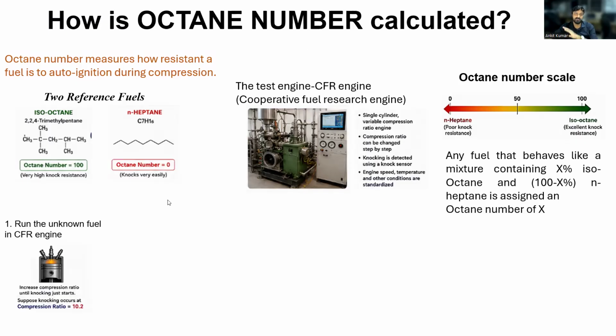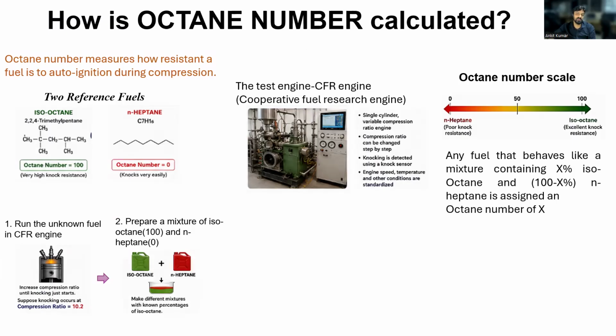Let's say you have an unknown fuel and you run that fuel inside a CFR engine that I have already explained. Now you increase the compression ratio until the knocking starts. Let's say the knocking starts at a compression ratio of 10 to 2. Then prepare mixtures with known percentages of isooctane and N-heptane. So let's say you start with 100, 0, then 90, 10, 20, 80, all of these things, right?